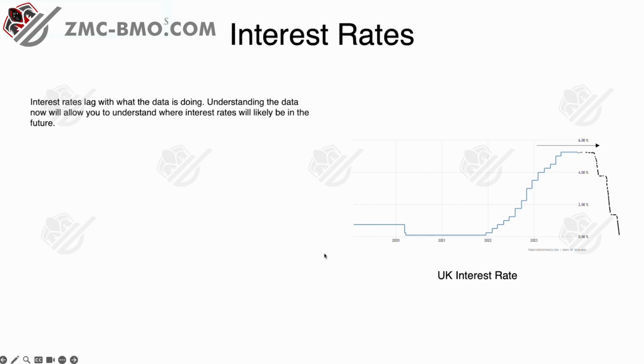Now, interest rates lag what data is doing. Understanding the data now will allow you to understand where interest rates will likely be in the future. Remember, central banks react to the data that we're seeing. If we're seeing data that supports another hike, then you could probably, logically state that interest rates will likely rise again, or raise rates for the first time. And therefore, you might be a bit more bullish on that currency if they are raising rates. And of course, bearish on that currency if they are cutting rates, which is why next year is going to be really, really important, because everybody else will be cutting rates. So pretty much almost everybody: the US, the UK, Europe, Canada, etc.